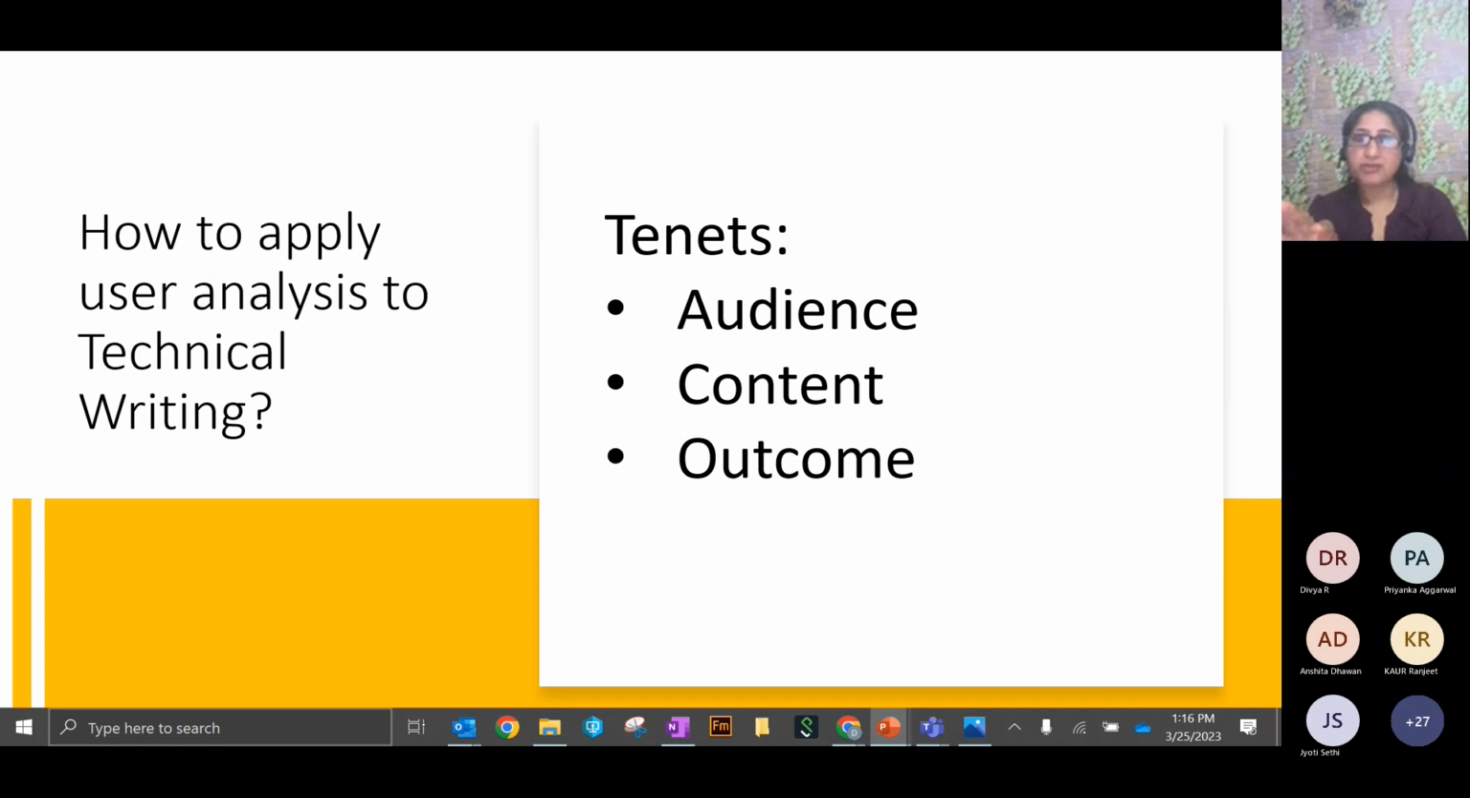Let me bring your focus to instructional design back. So there are three tenets of instructional design, or three pillars, if you want to call them. They're audience, content, and outcome. When you work on any two of them, the third automatically happens. So in this case, if we make sure that we understand the audience and we know what outcome is required by the audience, we can scope the content.